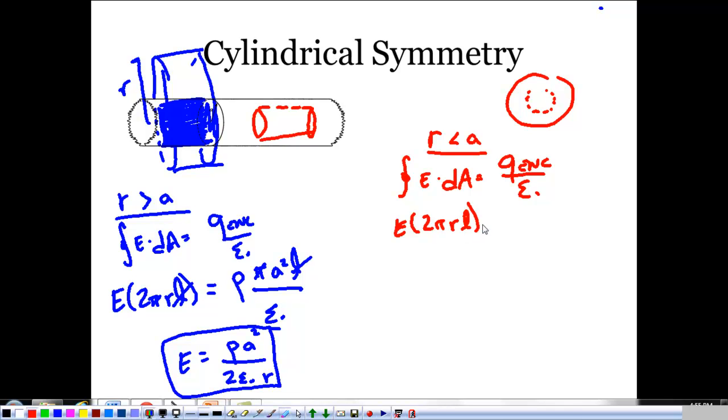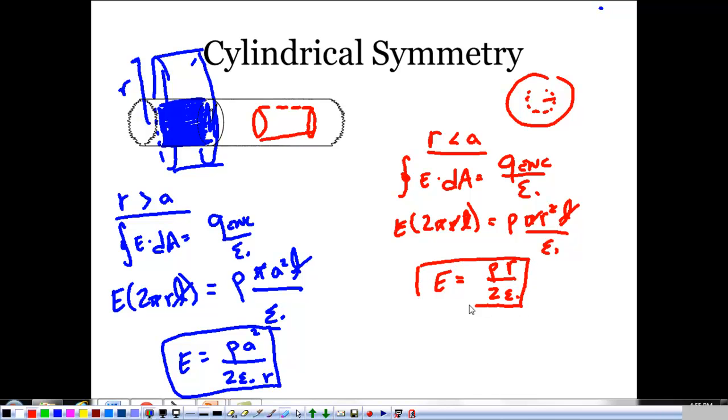This side of Gauss's law for us is never going to change as long as we're talking about a cylinder or a wire. And that's equal to my enclosed charge. This time it's not pi a squared. We're only enclosing r squared. So rho times pi r squared L over epsilon naught. One of my r's goes away, L goes away, this pi and this pi. And the electric field here is equal to rho r over 2 epsilon naught.